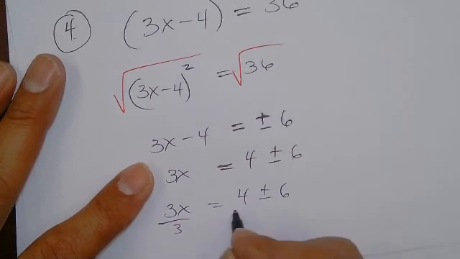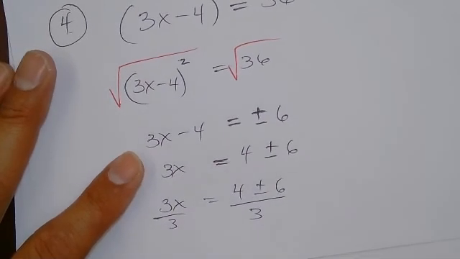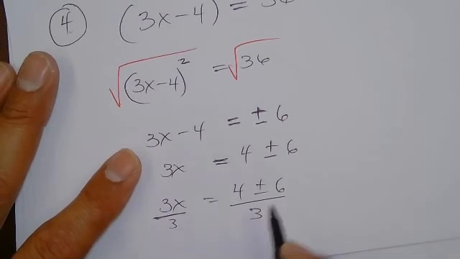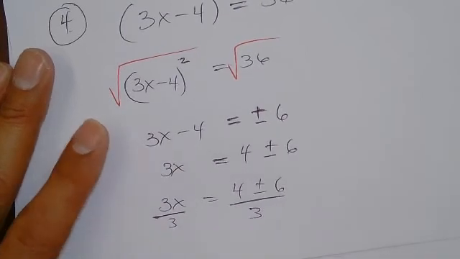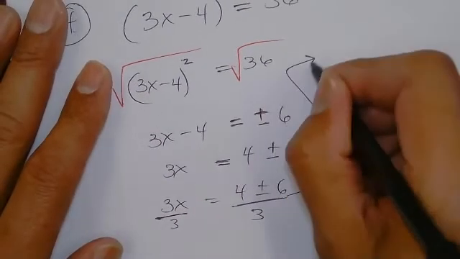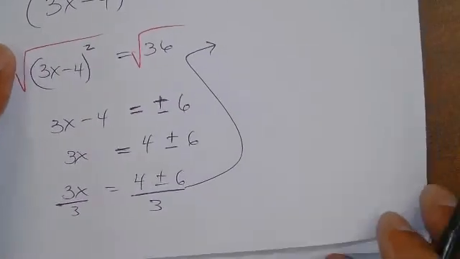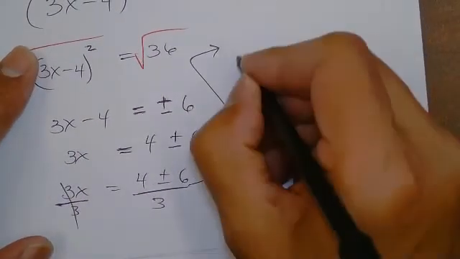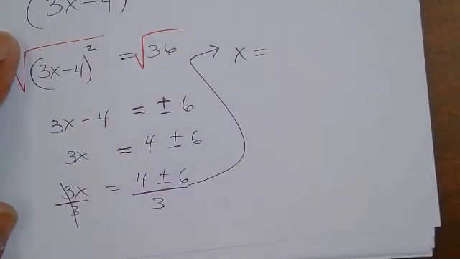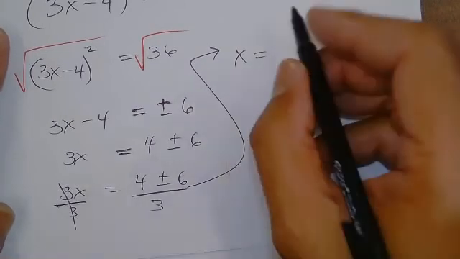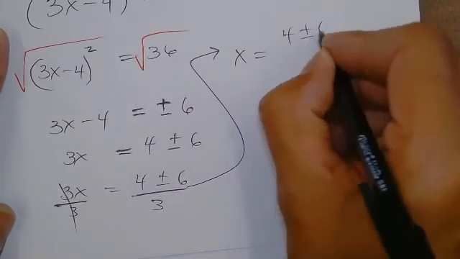See, still you don't have x by itself. You have a 3 right here. Yep, you got to divide by 3. Divide everything by 3, like that. Divide everything on this side by 3. Okay, now I got x by itself. X by itself looks like this.